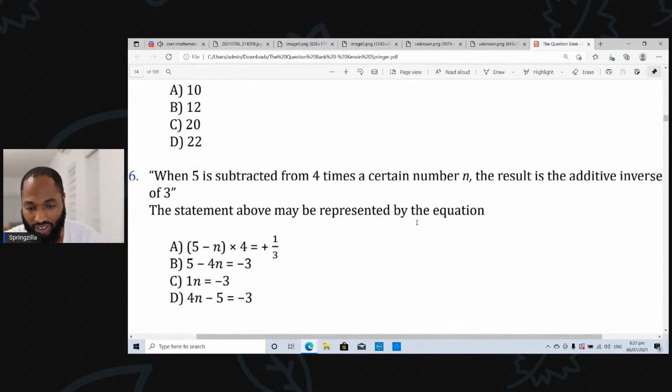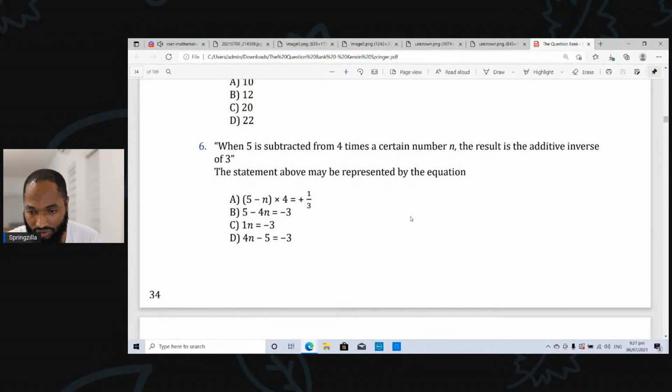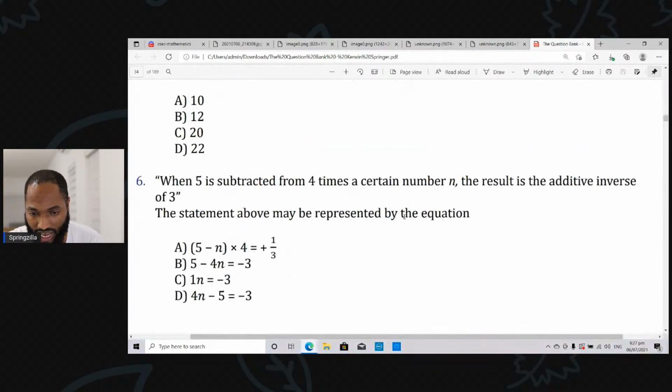When 5 is subtracted from 4 times a certain number n, the result is the additive inverse of 3. They are too sleepy, right? Too sleepy. I can't even think. I'll try again. When 5 is subtracted from 4 times a certain number n, the result is the additive inverse of 3. Wow, what is this person trying to say here? Who wrote this book?